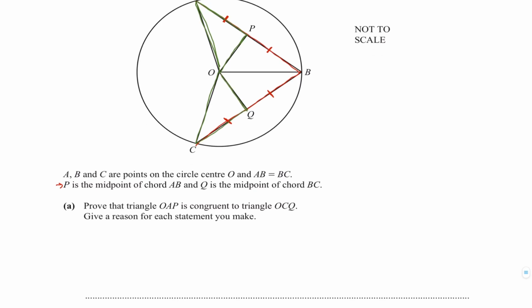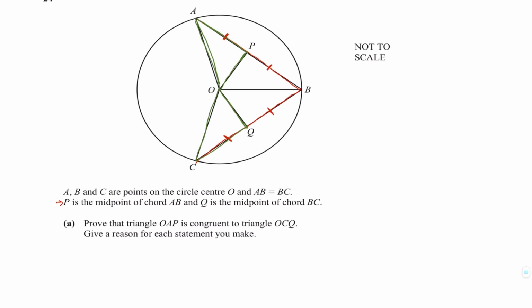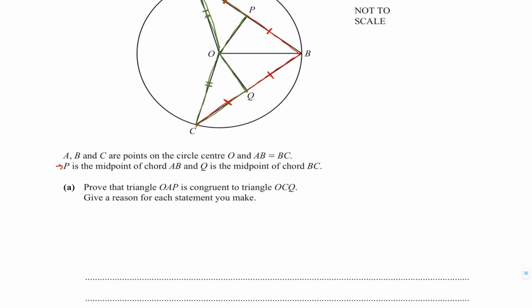Okay. So now we start by stating that they both have a length which is equal to the radius of the circle. So OA is going to be equal to OC. Why? Because they're both radii of the circle.